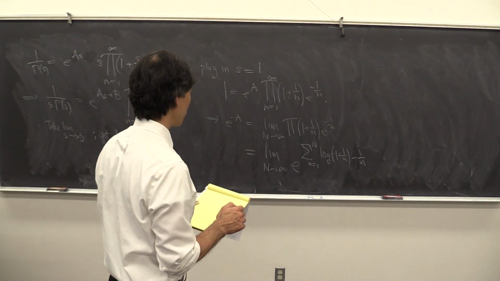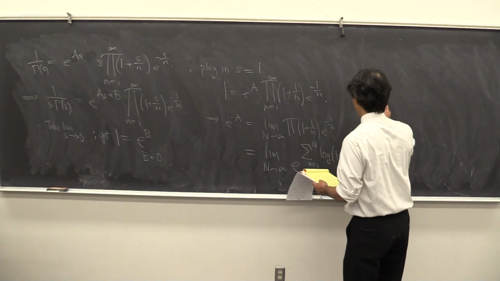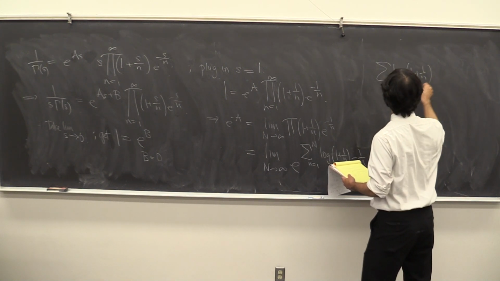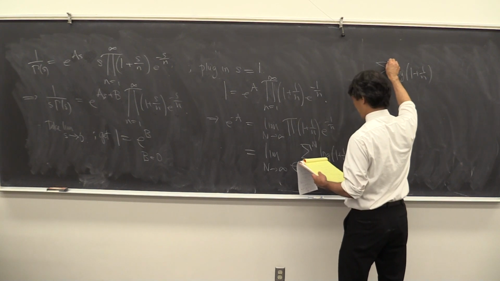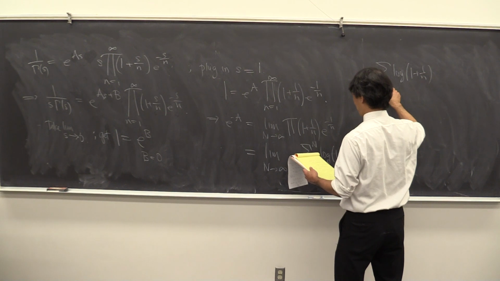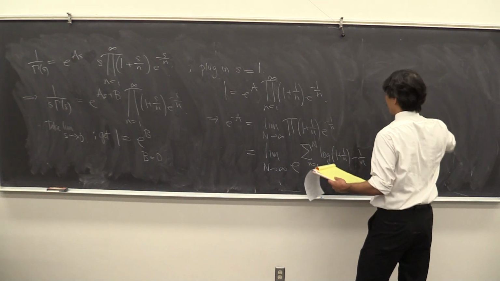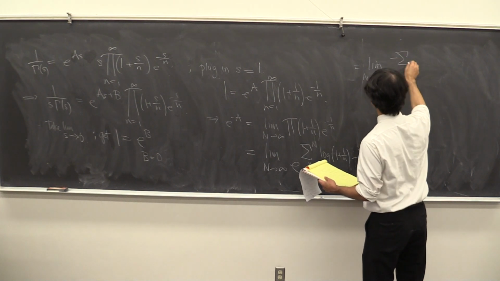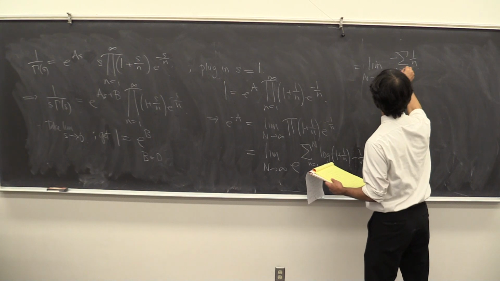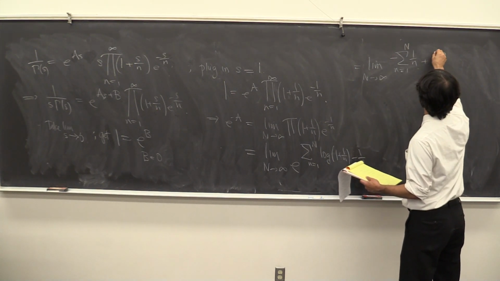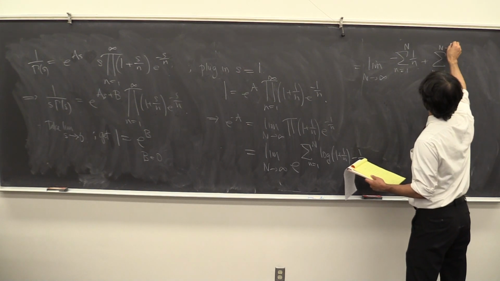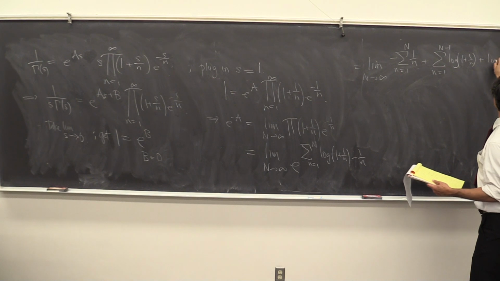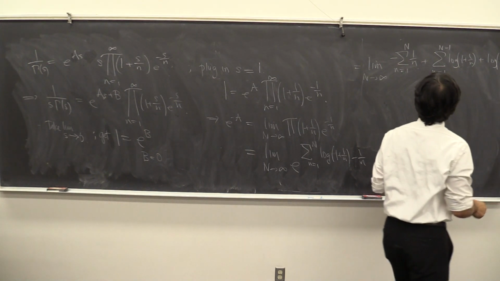So now this part here. Sorry, so we end up with the limit as N goes to infinity of e to the negative summation of 1 over n from n equals 1 to capital N, plus the sum from n equals 1 to N of log 1 plus 1 over n, plus the last term. Oops, there should be an e there.